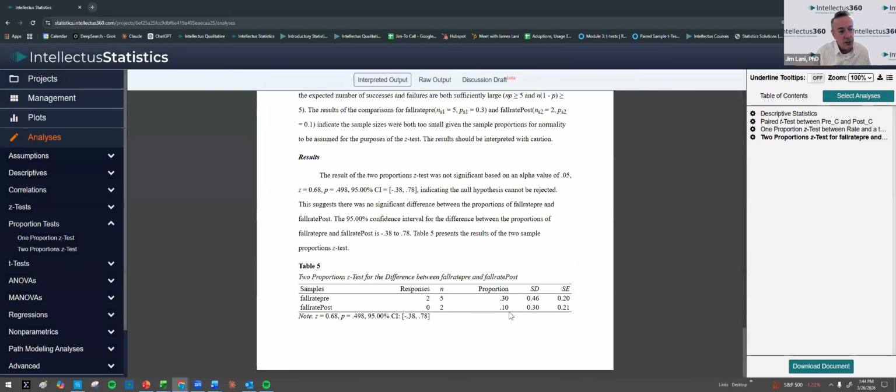Here, again, 30% versus 10%. Again, I would say, boy, that seemed like a big difference. Reducing falls from 30% to 10%, that seems like it should be significant, but it's not. Okay, so just be mindful of the sample size.